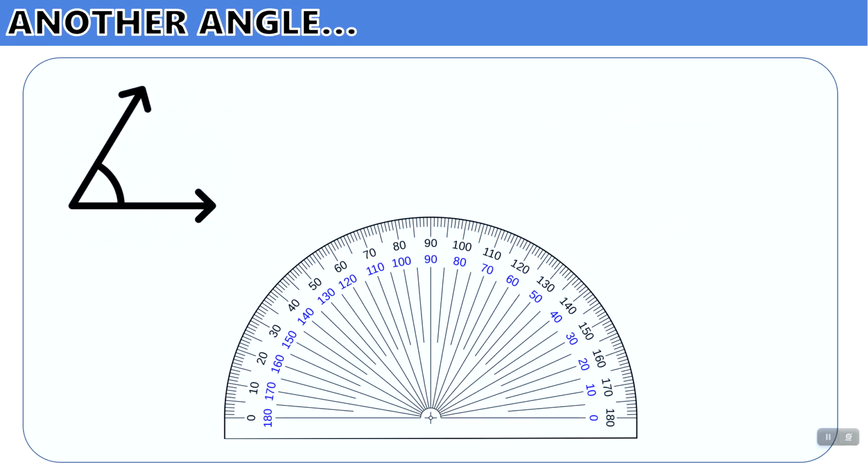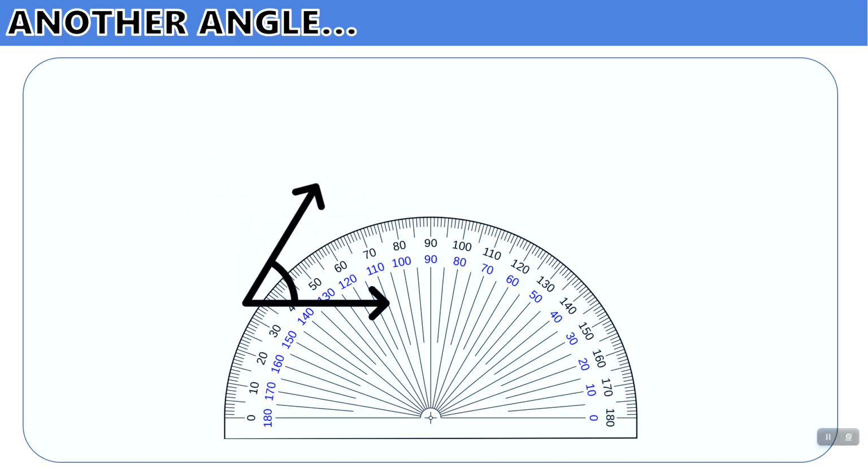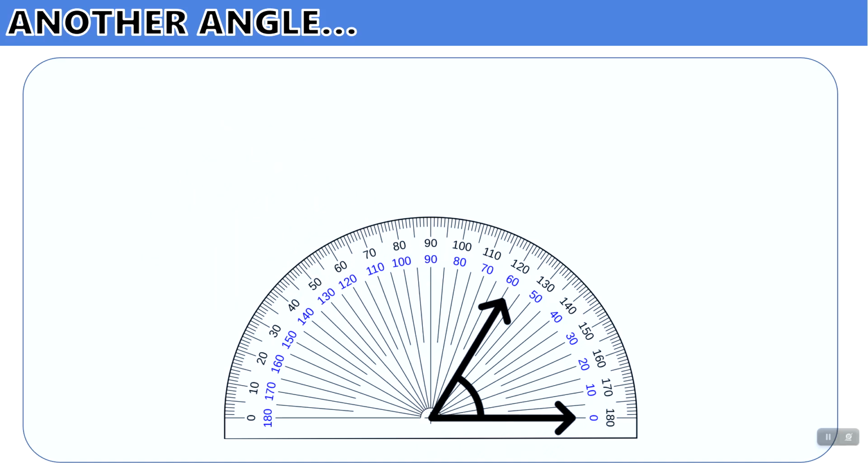Now let's look at another angle. This angle here, if we start with the ray that runs horizontally, and we imagine that that is our 0 starting point, the ray opens up like this. And so because of this, we're going to use the inside scale because 0 is on the right-hand side. And so putting the angle in place, positioning the vertex on the little plus crosshair on the protractor, making sure that is lined up, we can see that the angle opens like this from 0 all the way to where the ray stops.